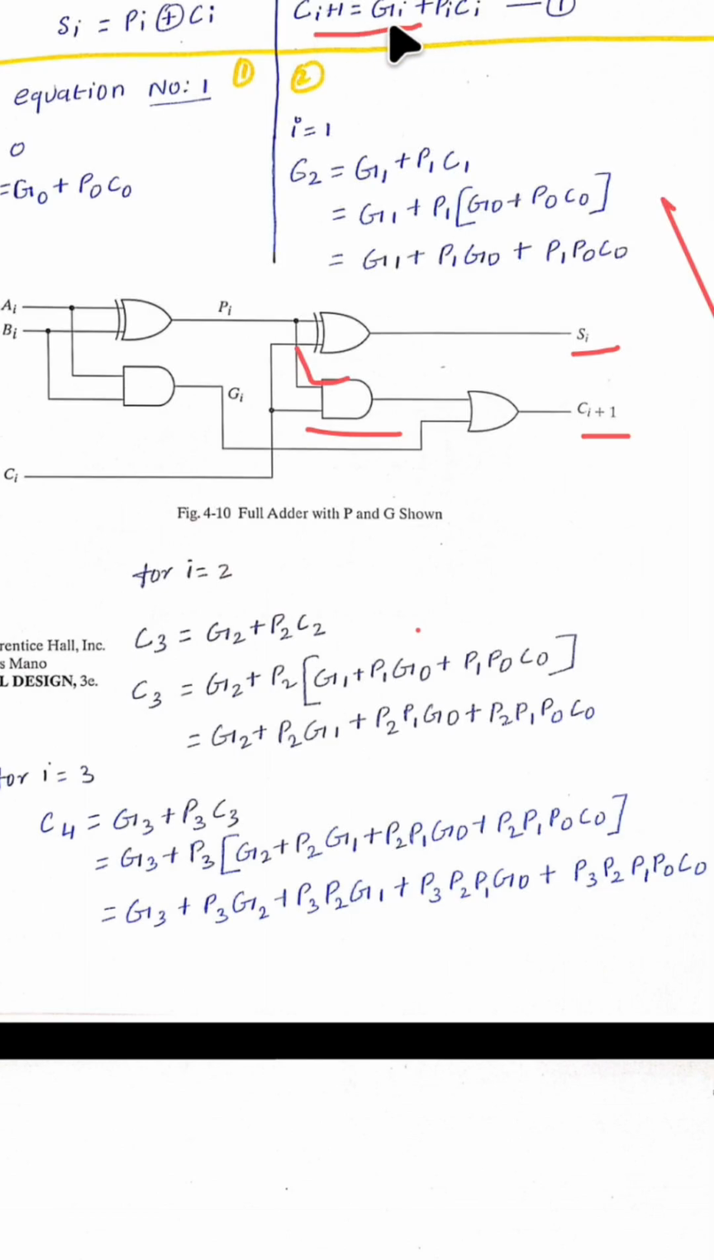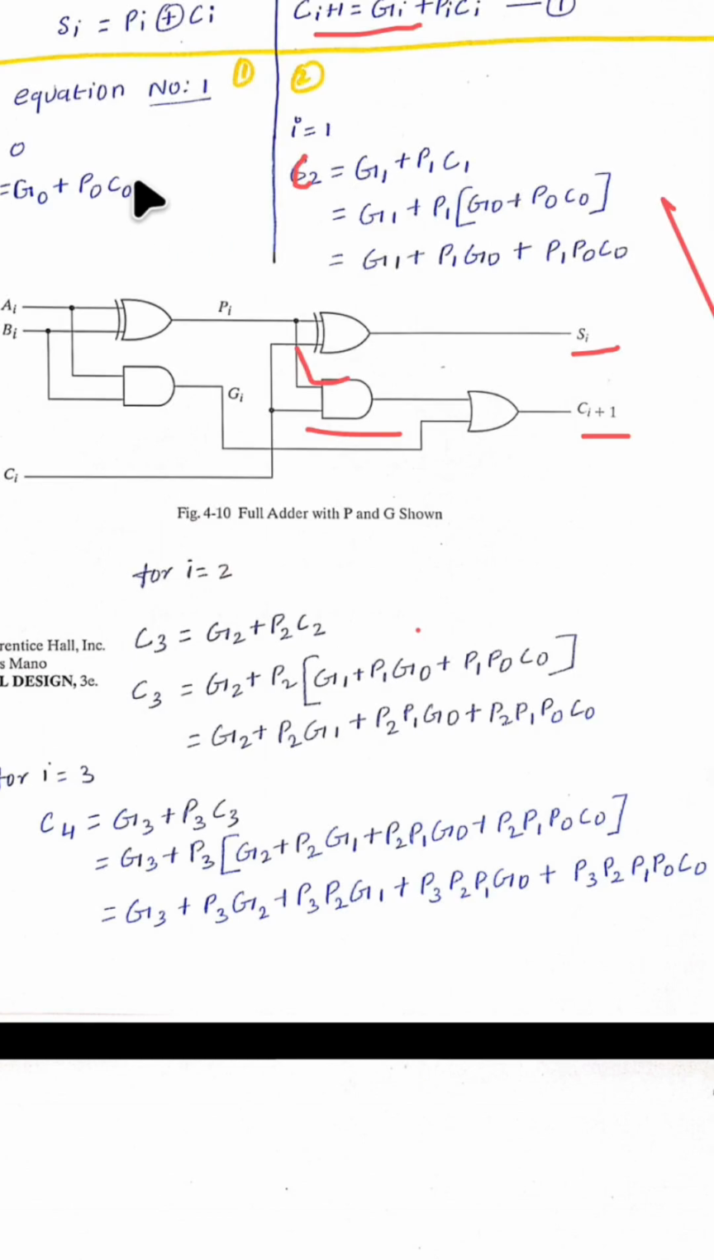So in this equation I am putting I is equal to 0. If I is equal to 0, what will happen? CI plus 1 is C1, GI will be G0, and PI CI is P0 C0. Now again I am putting I is equal to 1 in the same equation. So C2 is equal to G1 plus P1 C1.